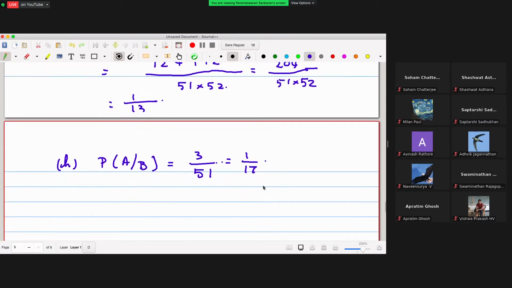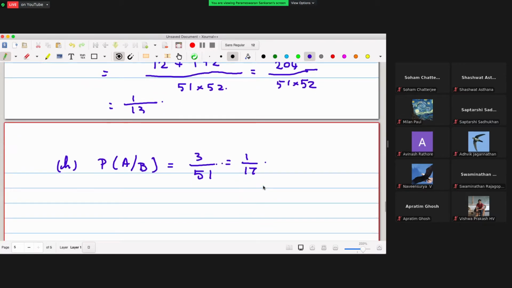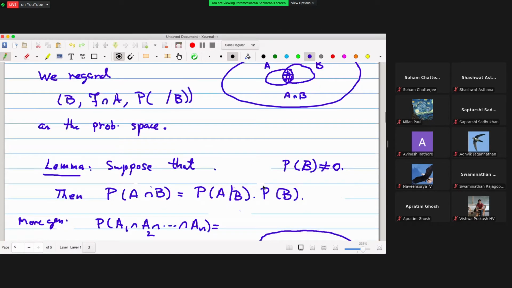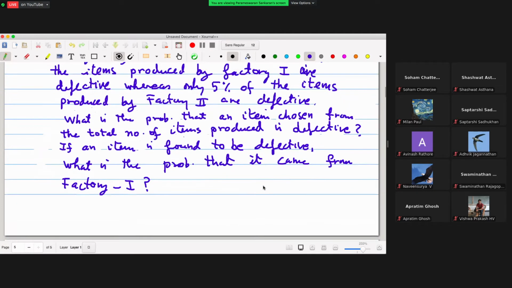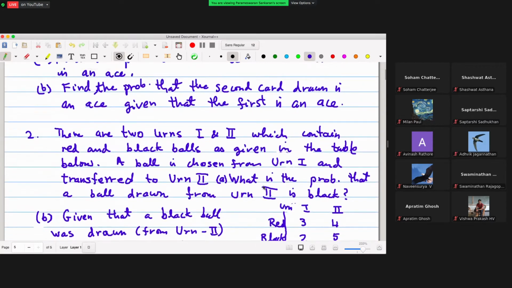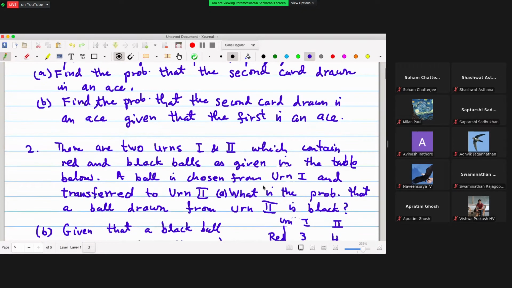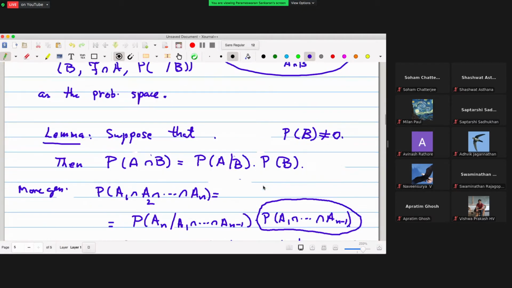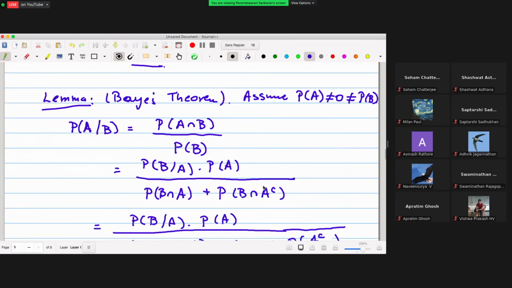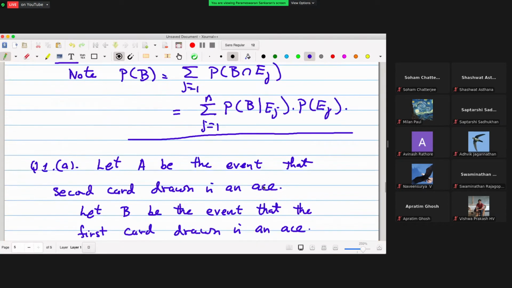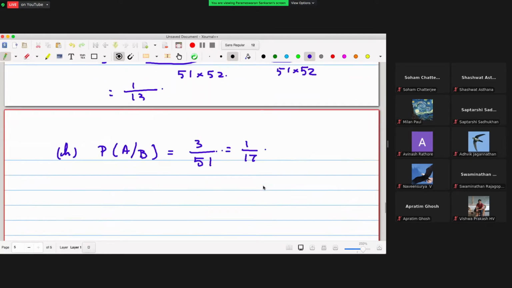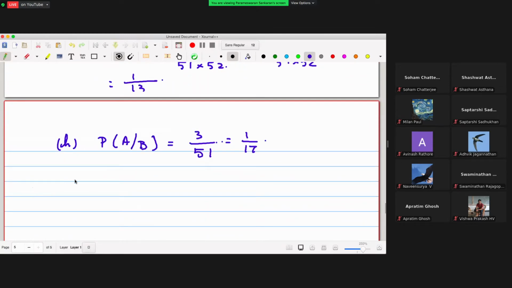Yes, sir, could you show the part B question once again? Yeah, second card drawn is an ace given that the first card is an ace. Oh, okay, sir. It's a fairly simple question. I could have made it complicated, so you can do that also. Not at all a problem. Well, let's do that. I didn't write it down, but you know how to do it, right?